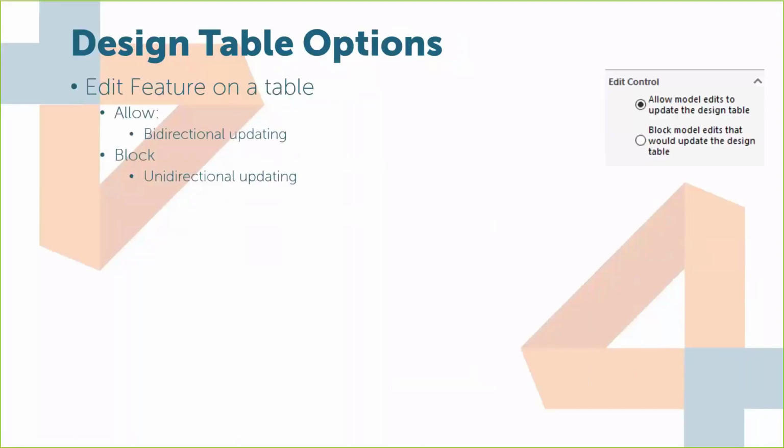So, options for a design table. It really comes down to allowing or blocking this bidirectional update. For all design tables, any change we make always propagates from the table down to the part. But if we have the allow function on, we could change the part, maybe a dimension or unsuppress a feature, and that change will propagate back up into the design table.